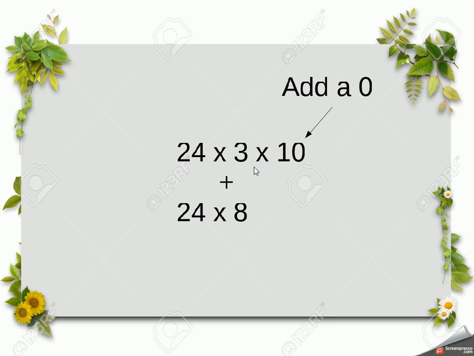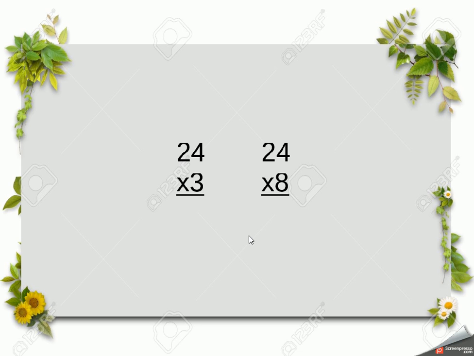And this makes it a lot easier because I know from my basic multiplication how to do 24 times 3, and I know, because it's a one-digit number here, how to do 24 times 8. So let's have a look at us doing that then. Well, we're going to need to do 24 times 3 and 24 times 8. So let's start with the 24 times 3.